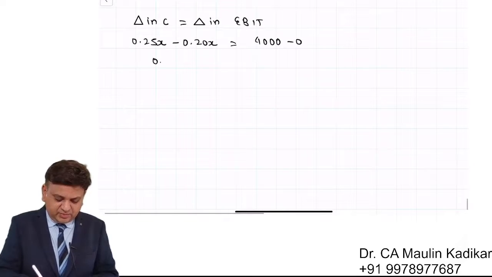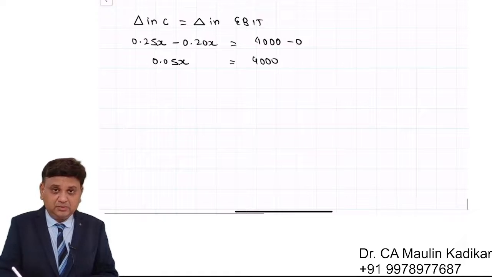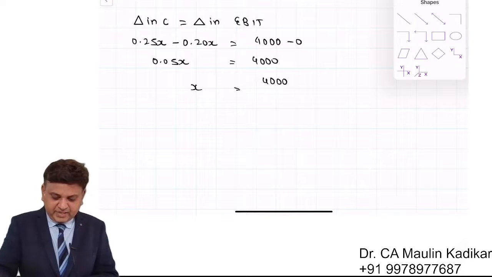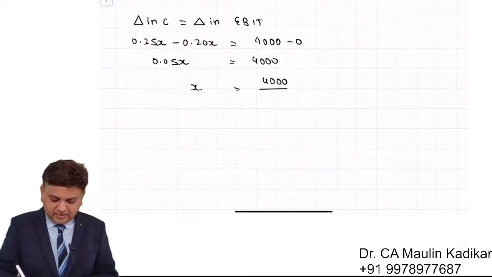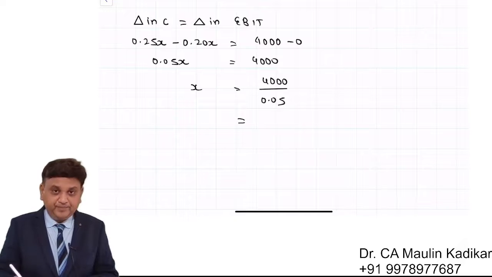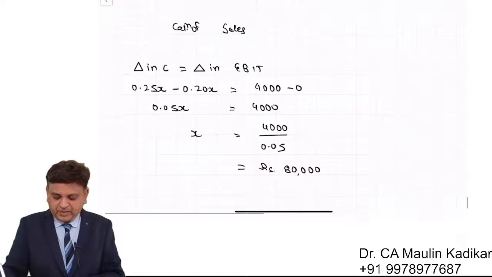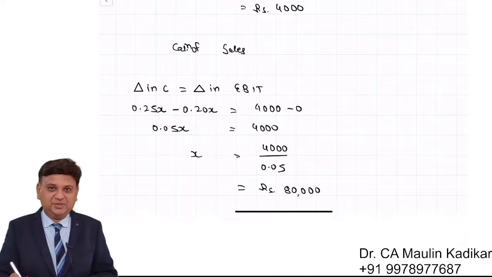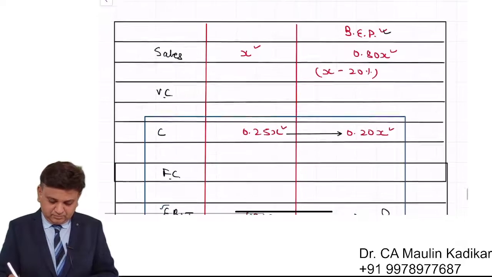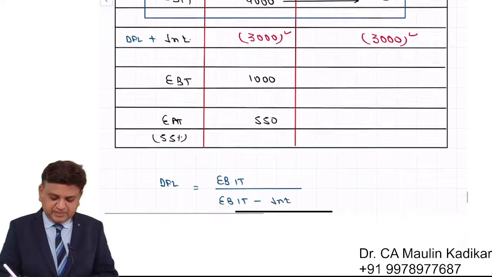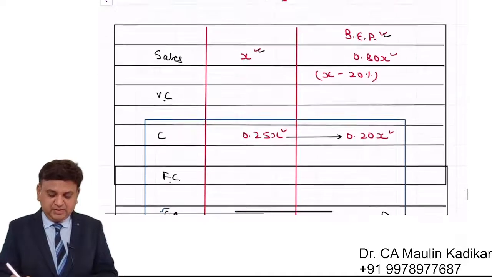So as far as 0.05x is concerned, it is reflected in 4,000. So x is 4,000 divided by 0.05, that comes to rupees 80,000. So the sales of the company is 80,000. This is 80,000, and accordingly we are required to prepare the revised statement. This is what we understand.